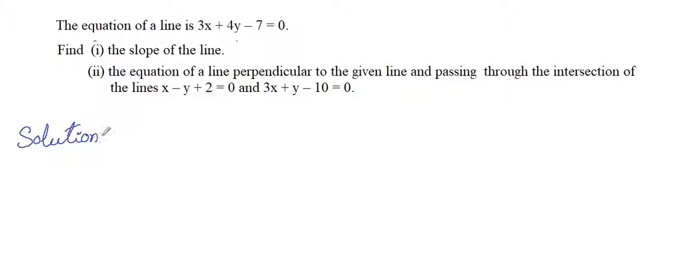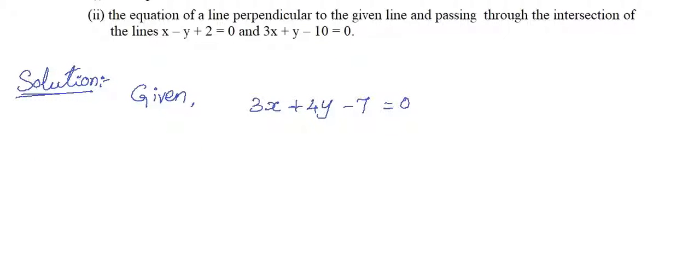Let's solve the question which I have written on the whiteboard. Here the equation of the line is given: 3x plus 4y minus 7 equals 0. First we need to find the slope of this line. So how to find the slope?